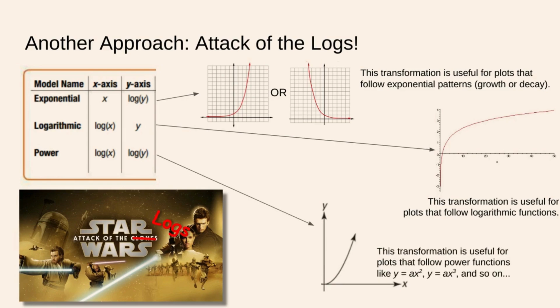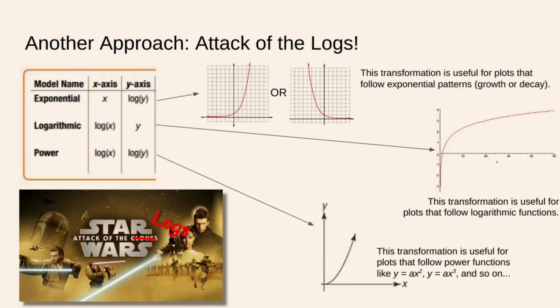Finally, we have the power transformation. I'm going to make a confession here. I don't know why this works, but it does. It's a transformation that's useful for power functions like ax squared, ax cubed, a being some stand-in for a constant. If your data follow a power function, then you're going to want to log both x and y and see what happens. And that is a nice finale to Attack of the Logs.